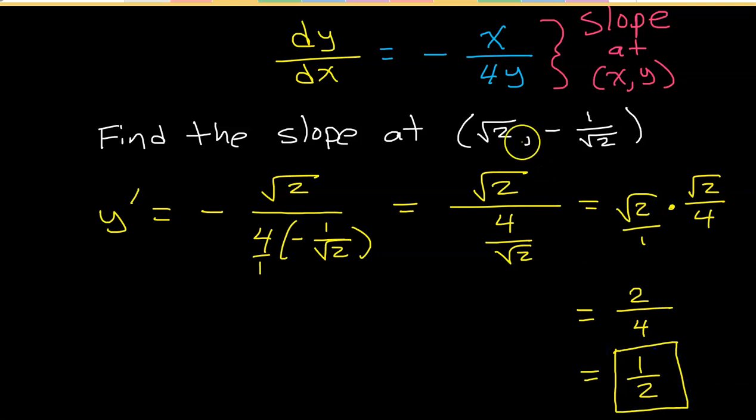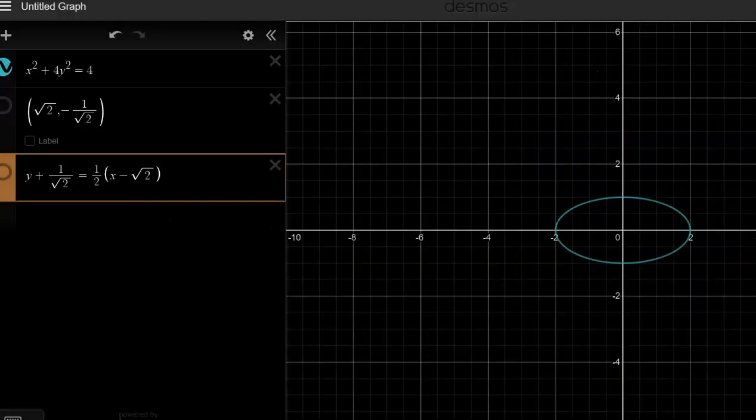Let's take a look at that graphically. So this ellipse is the graph of x squared plus 4y squared equals 4. And here is the point radical 2 comma negative 1 over radical 2. And here is the tangent line at that point, which does have a slope of 1/2.